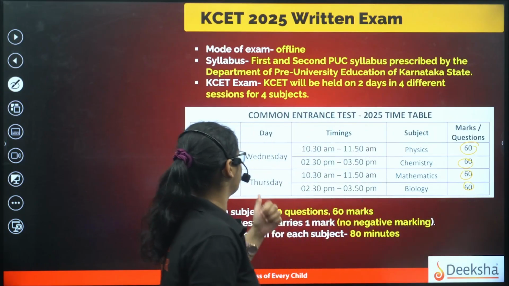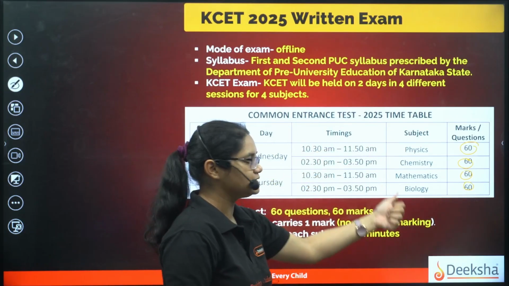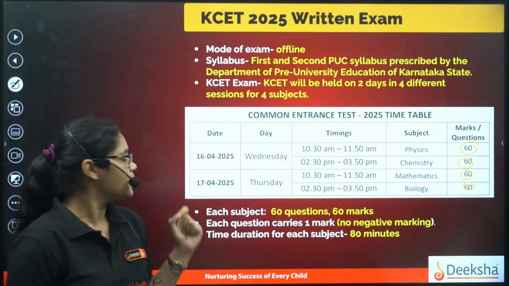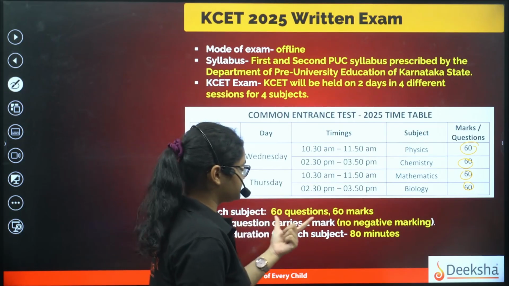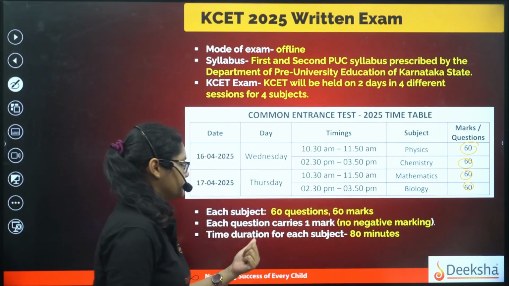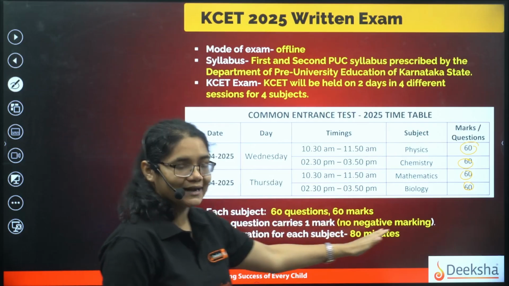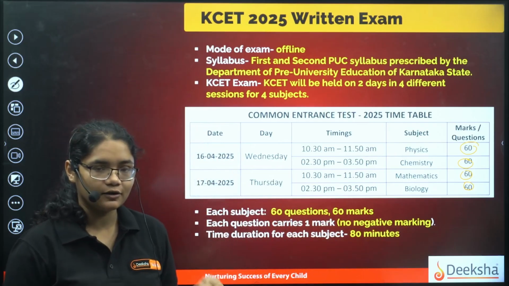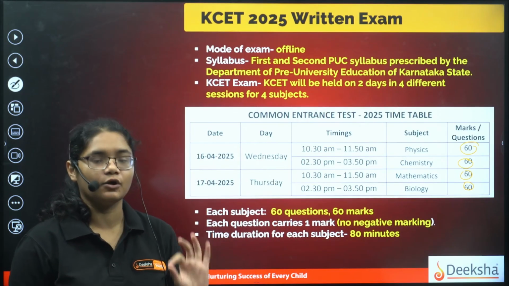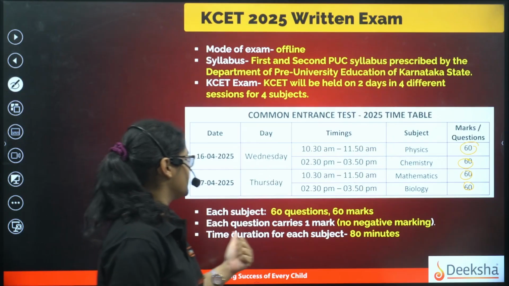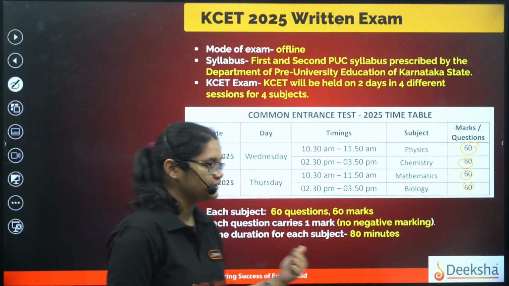So we have physics and chemistry, then maths and bio on the next day. Now, talking about each subject, it has 60 questions, so 60 marks, and each question carries 1 mark, so there is no negative marking here. If you do correct, you will get 1 mark. If you do wrong, you will not lose any mark here. And the total duration for each subject, as I said, is 80 minutes.